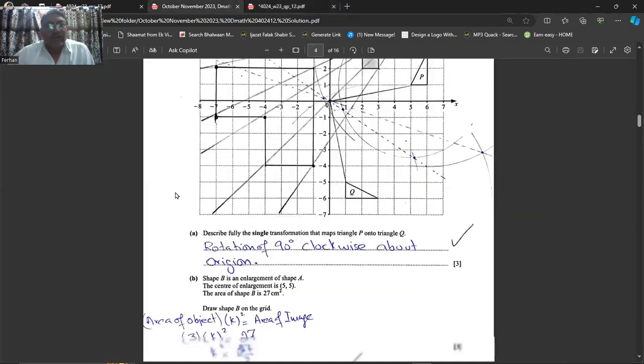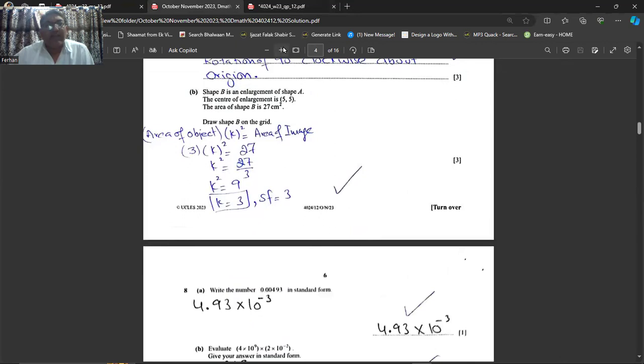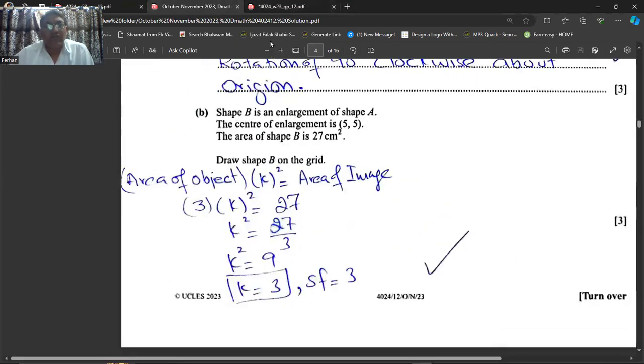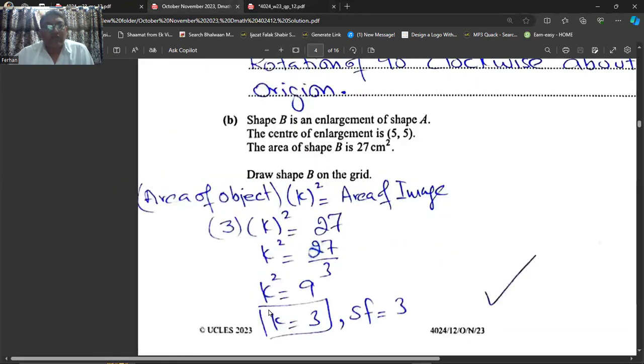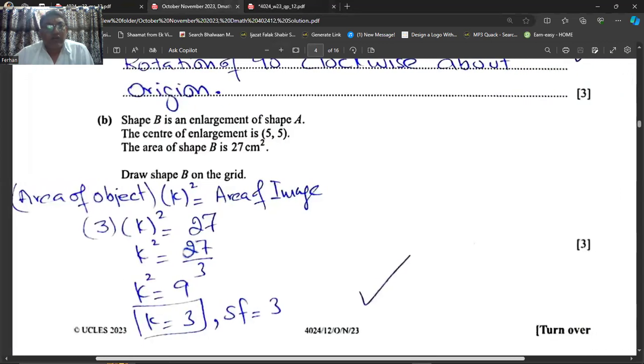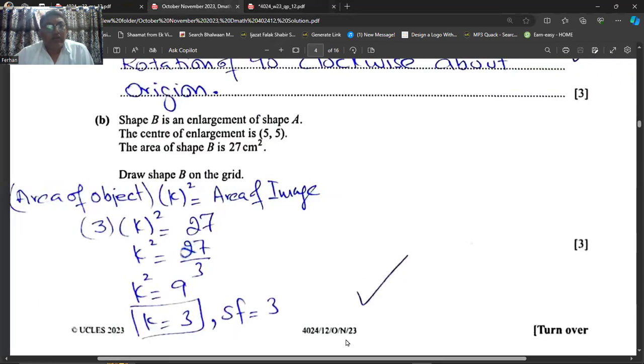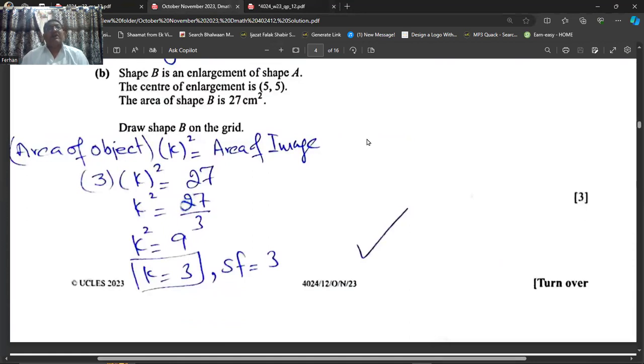Here k means the scale factor. So let me show you. First of all, I will find out the scale factor. So k squared times the area of the object is equal to the area of the image. So 3k² = 27. So k² will become 27 divided by 3, and that will be 9. So k will be 3. So the scale factor basically is 3.